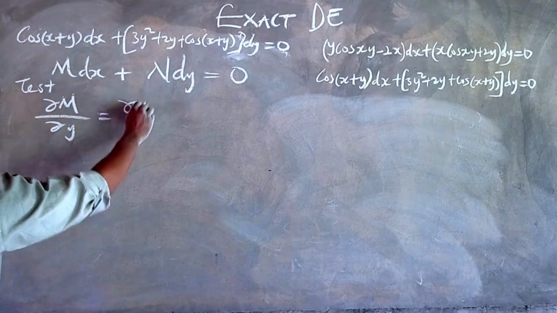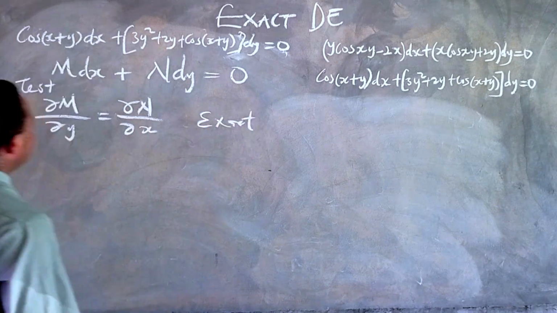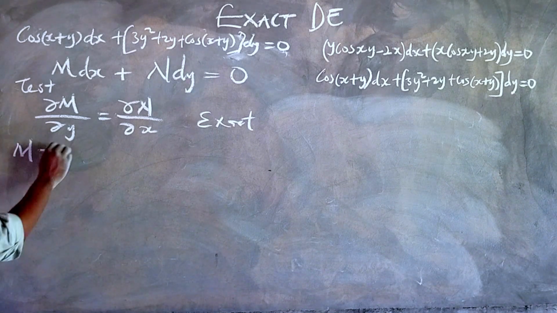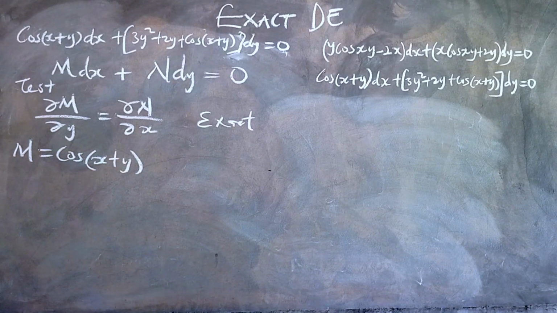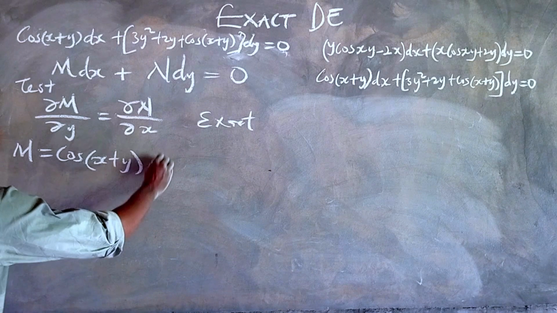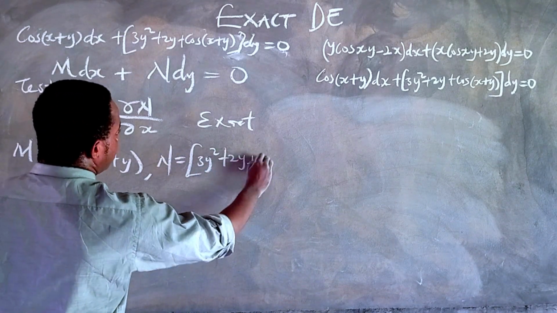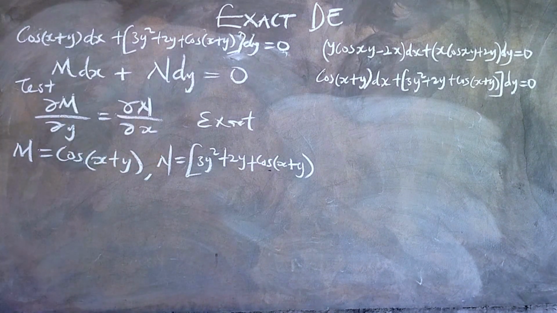The equation will be exact if the partial derivative of M with respect to y is equal to the partial derivative of N with respect to x. Okay, so let's do that. I'm going to set M equal to cos(x+y), as you can see from the equation, and N is equal to 3y squared plus 2y plus cos(x+y).